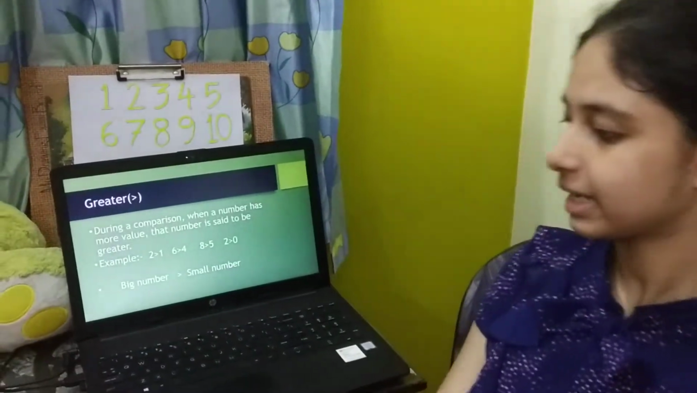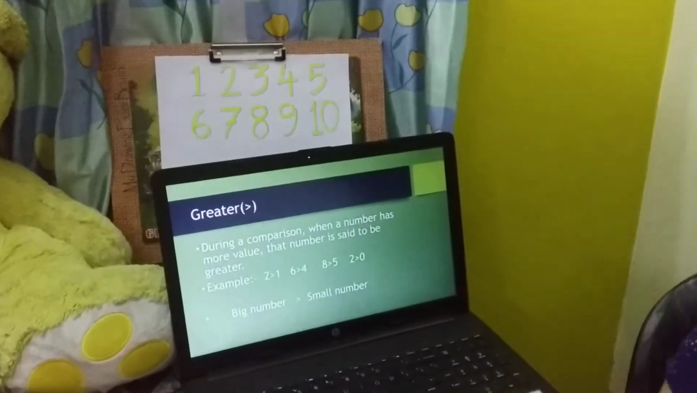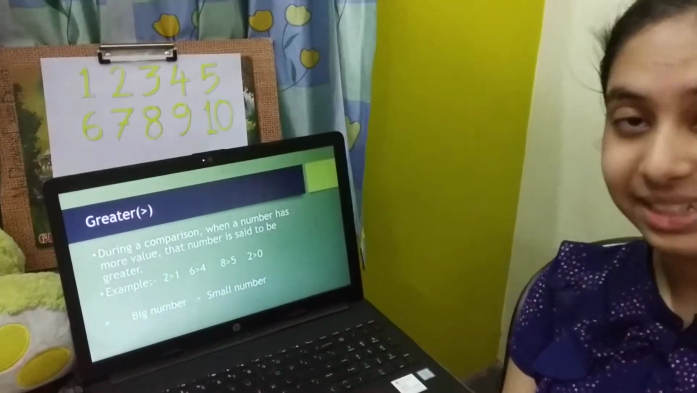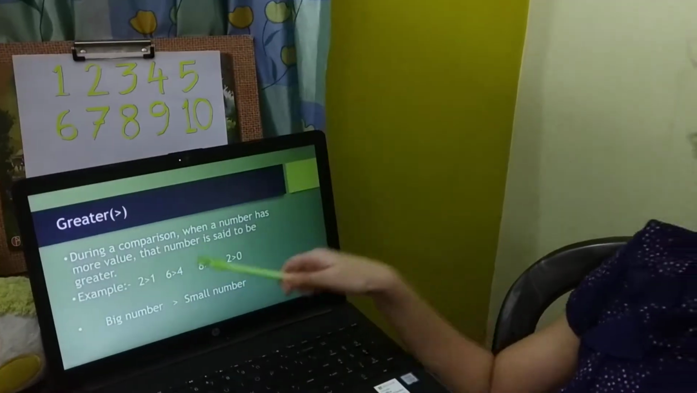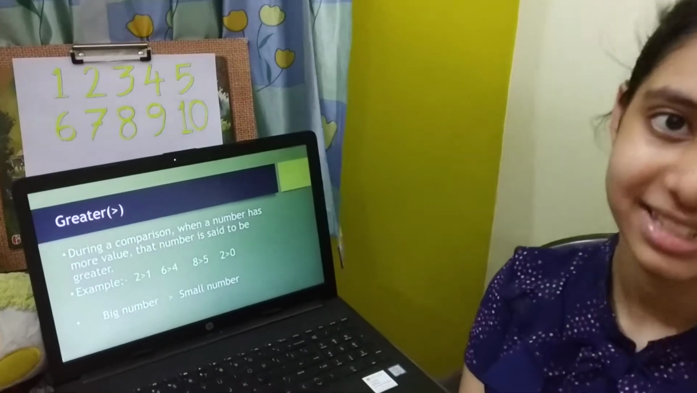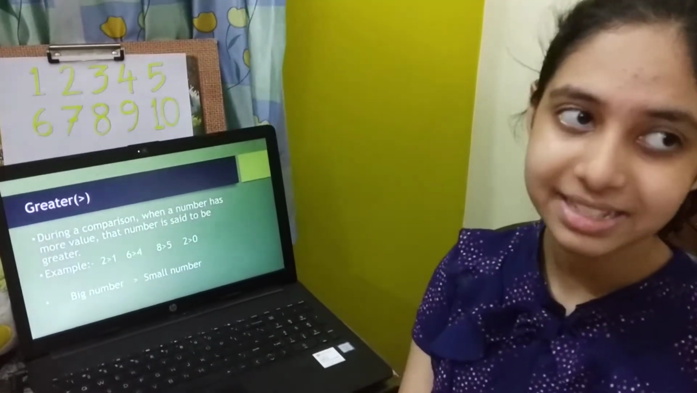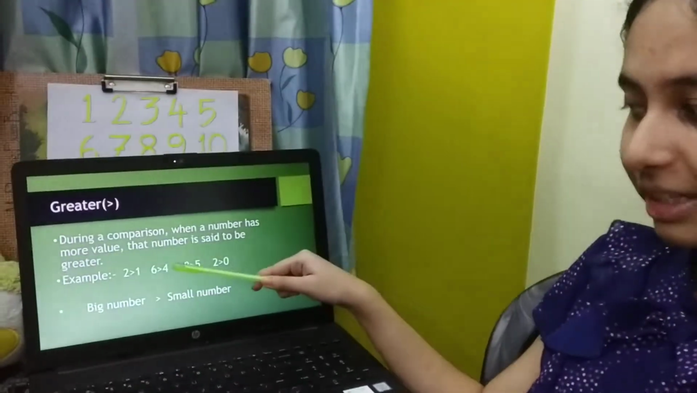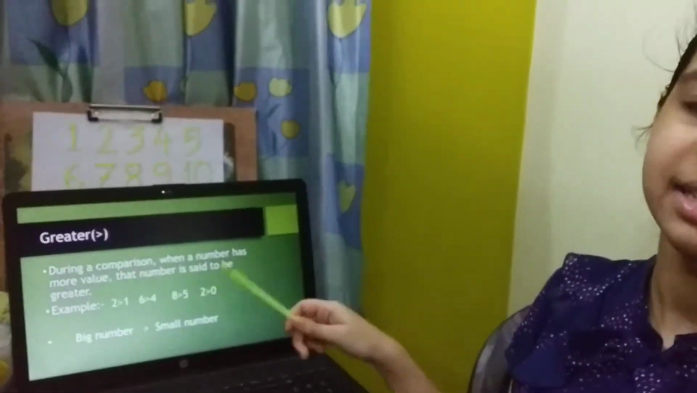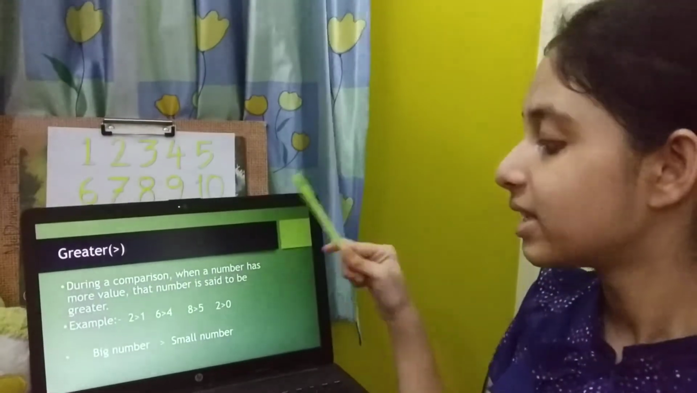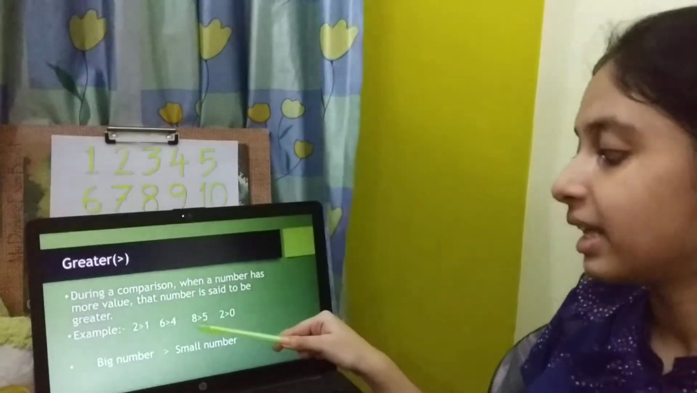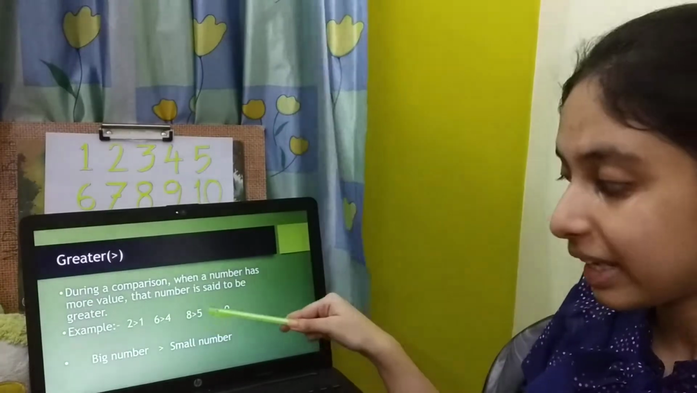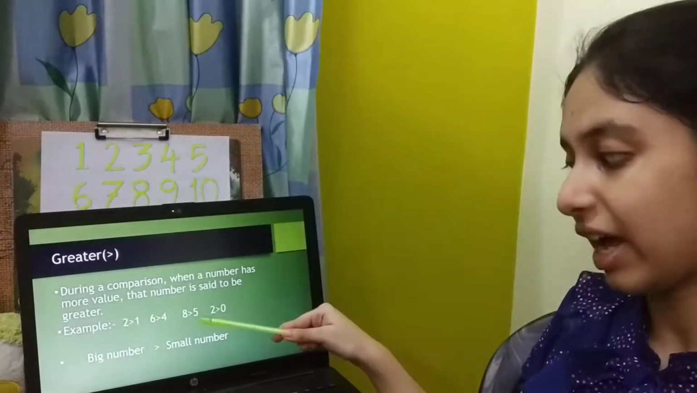So next, I'll give you a question. So tell me which one is greater, 6 or 4? Yes, you are correct. 6 is greater than 4. So 6 is greater than 4 because 6 has more value than 4. Similarly, we can say that 8 has more value than 5. Thus, 8 is greater than 5.